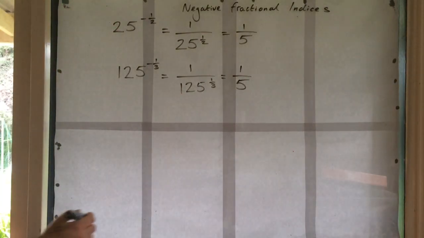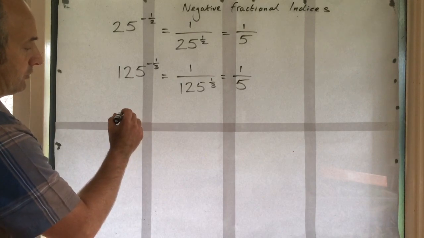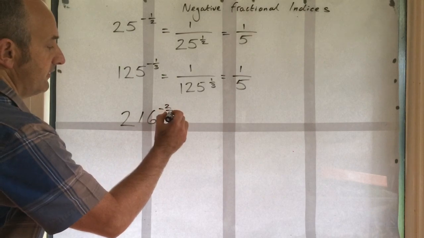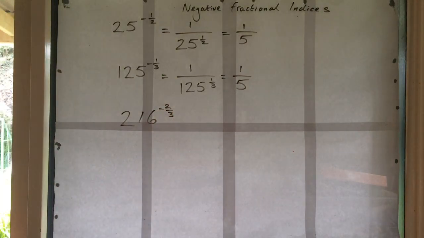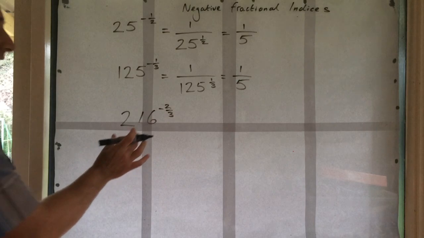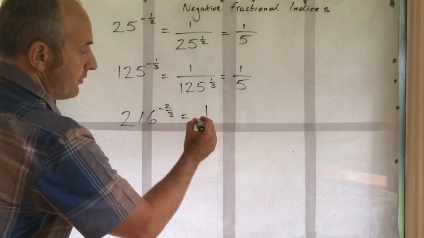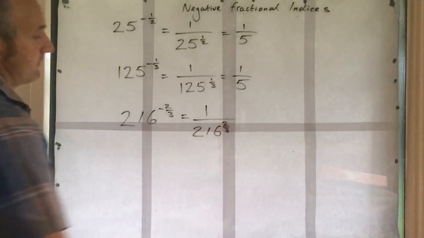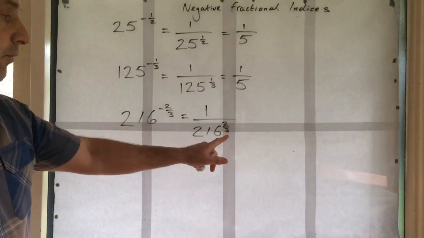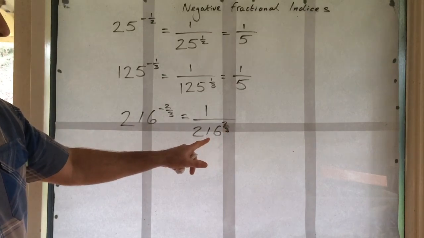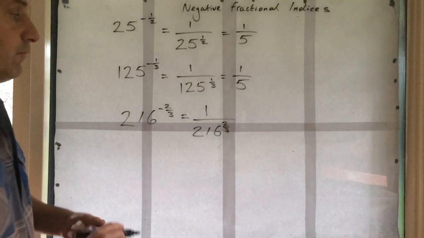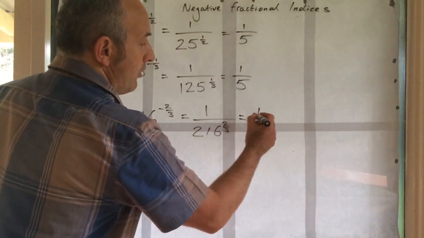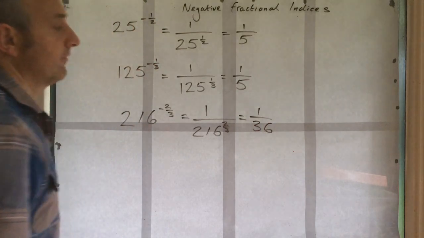We'll try another. 216 to the negative 2/3. Now, we end up with 1 over 216 to the 2/3. So then I think, what is the cube root of 216? It's 6. And what's 6 squared? 36. So I end up with 1 over 36. Okay.